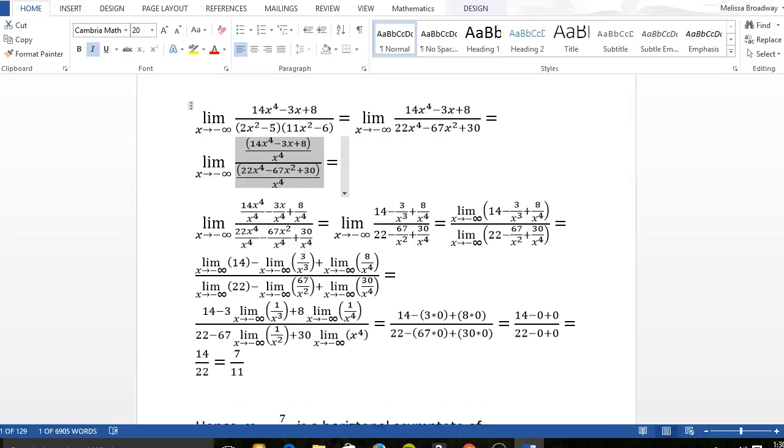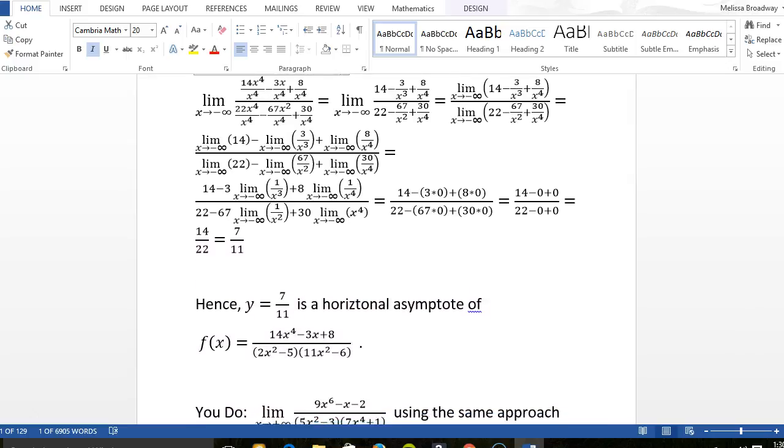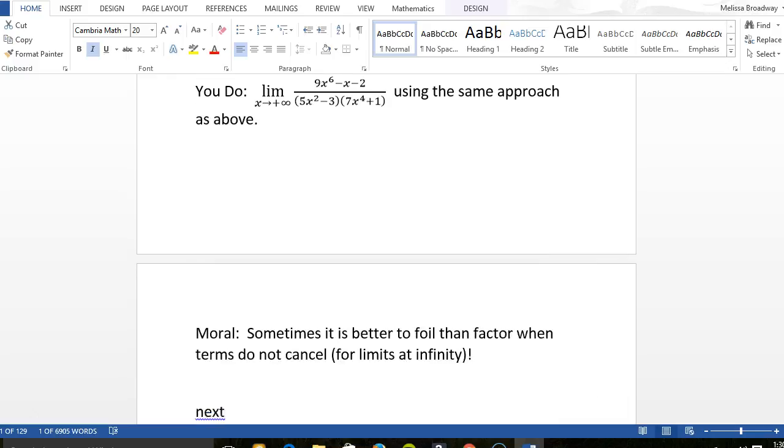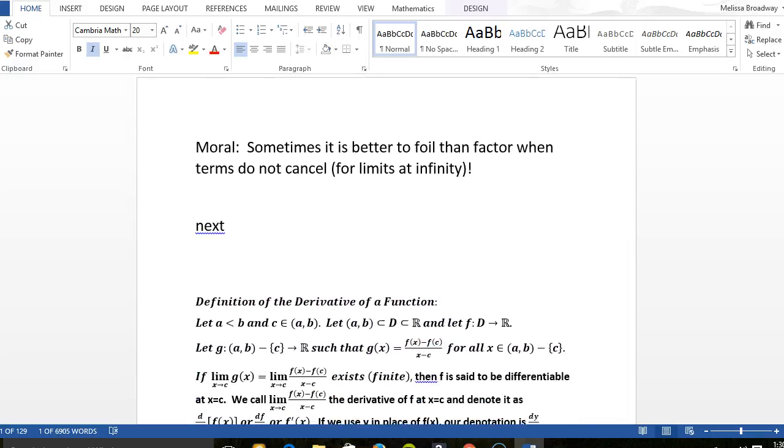But I hope this helps. So here's a horizontal asymptote problem I really wanted to do. And that'll be all for this video.